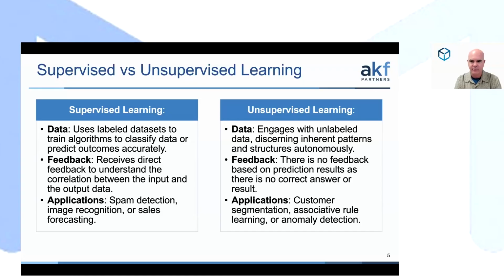And so it receives direct feedback. We'll talk a little bit later about how some of this training works, but it receives feedback to understand the correlation between the inputs and the outputs. It gets more complicated with multiple inputs, but fundamentally we've got an input. There's some correlation, we believe, between the input and an output, and then we train it to try to predict the output. And so examples of this are spam detection.